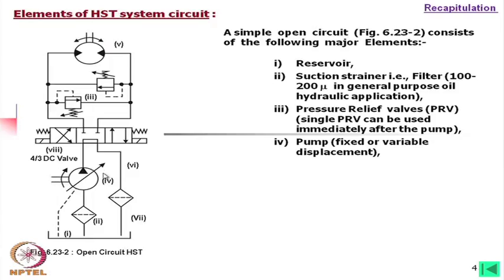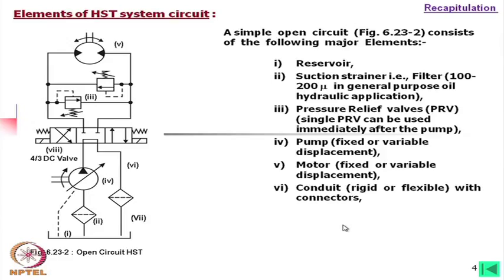This may be fixed or may be variable also. And then motor, fixed or variable displacement, this one may be fixed or variable. That means that swept volume may be fixed or may be varying. Now, this conduit etcetera means the piping. This may be rigid as well as flexible.